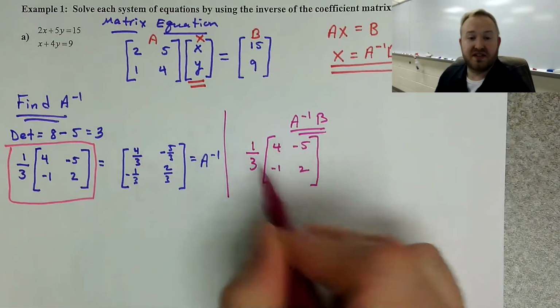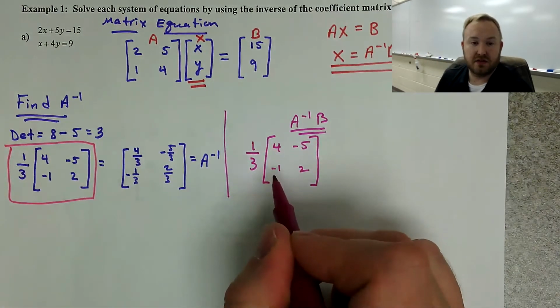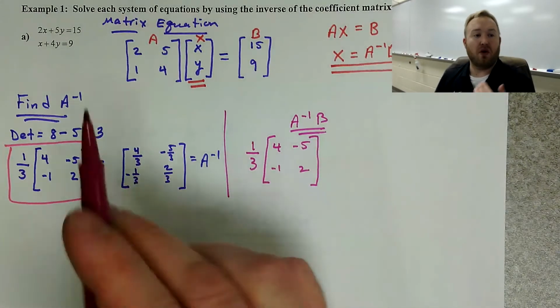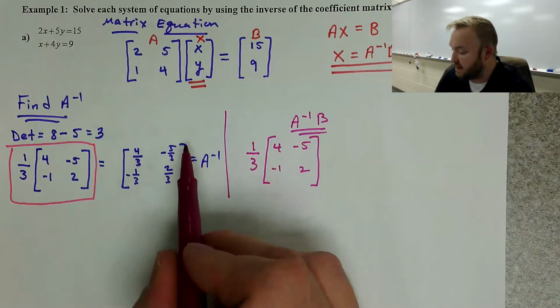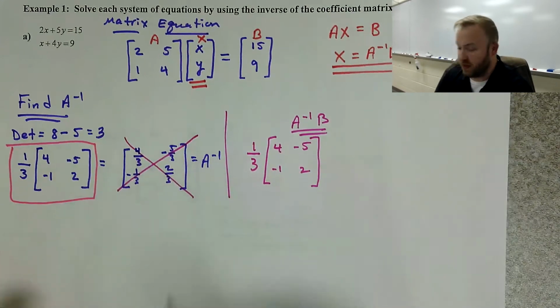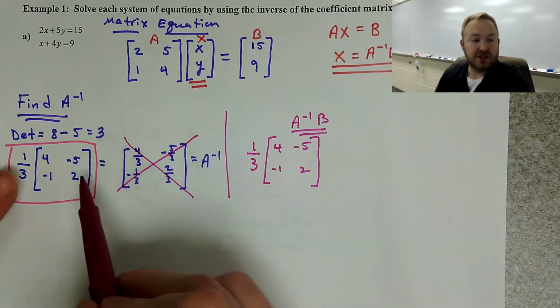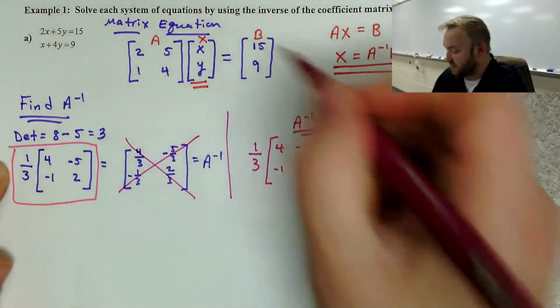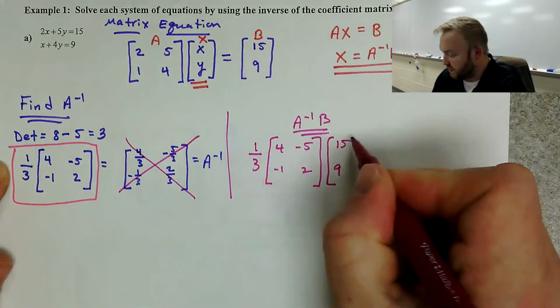So I'm going to use this as my A inverse. It means the same thing as this, right? So from now on, when I solve these problems, I'm not even going to bother with that step. I'm just going to use this. And then I'm going to multiply that by matrix B, which is 15, 9.